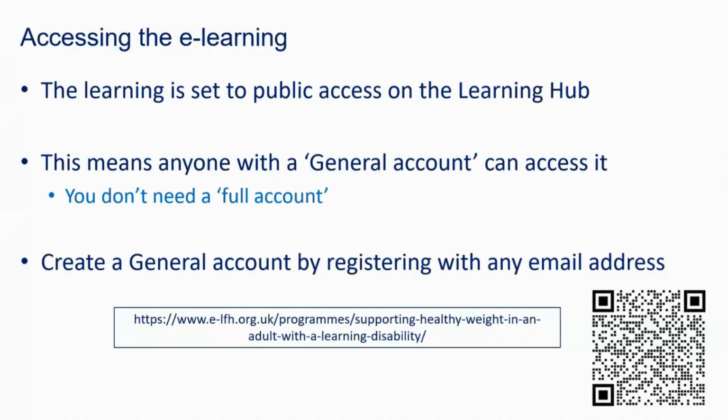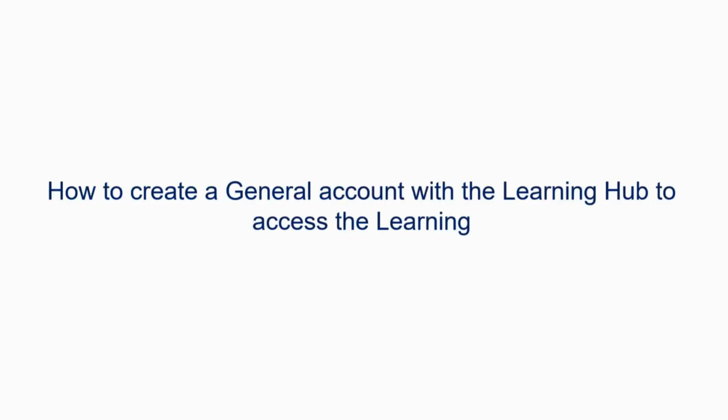Okay. So the e-learning is set to public access on the Learning Hub, and I see that Kim has put the QR code on there, which is brilliant. This means that anyone with a general account can access it, so you don't need to have a full account. You can create a general account by registering with any email address. So you don't need to be an NHS staff member or have a work email address. You do need to create an account though, so that you can access the e-learning. I've put together a few screenshots that show you how to do that, which you'll have in the slides after. Next slide, please.